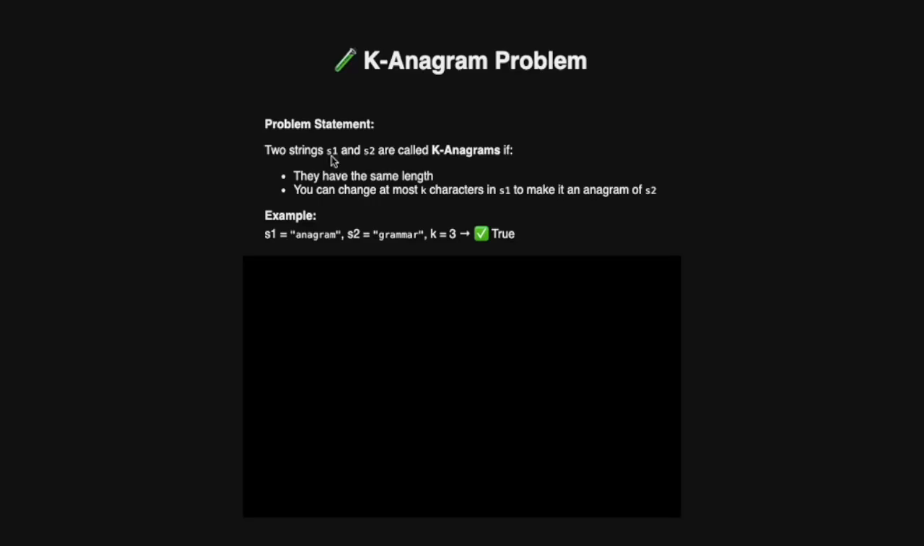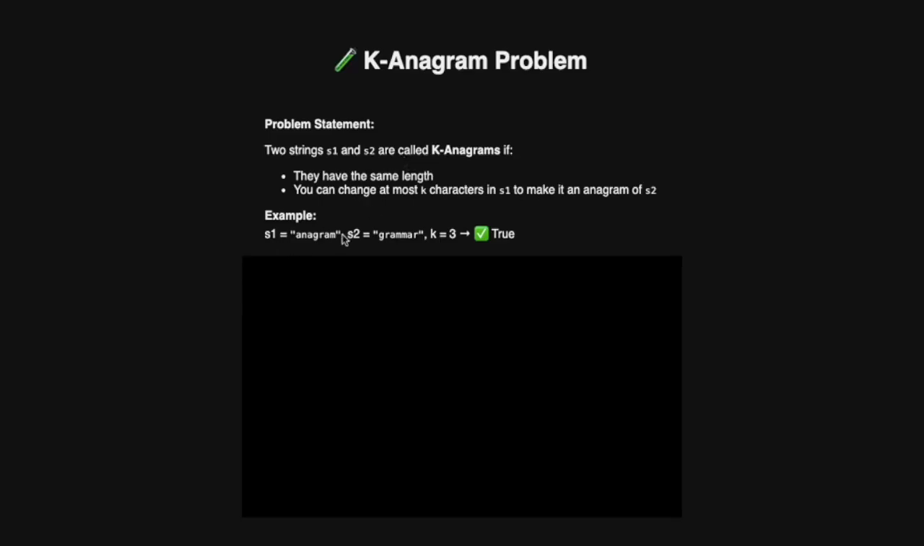And that's what we need to find out: whether these two strings are K-anagrams of each other, that is, whether they can be made anagrams of each other by replacing at most K characters in either of these two strings. So that's the question entirely, what we need to do.